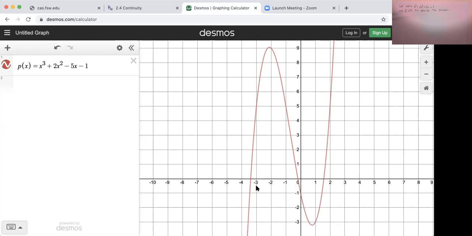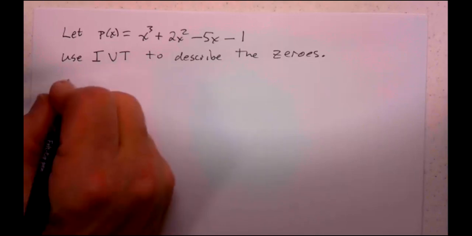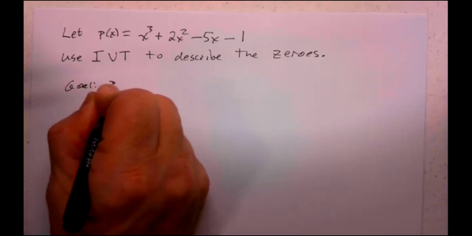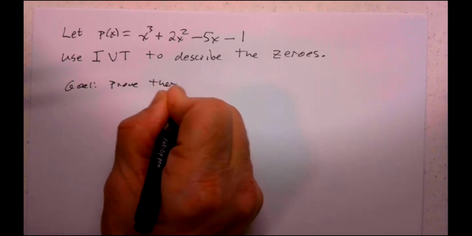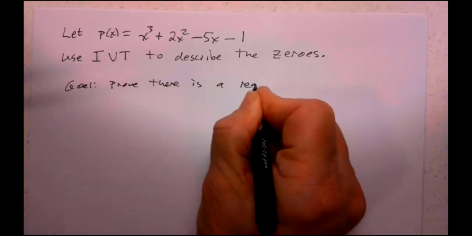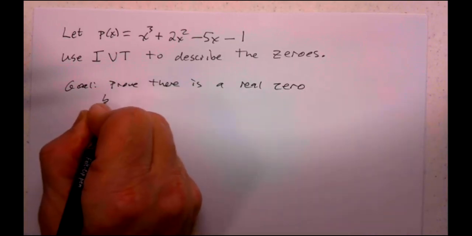So I have this situation, and I have 1, 2, 3 real zeros. It's a third order polynomial. I could have 3 real zeros. What's happening at -4? What's happening at -3? We see a 0 between there, crisscrosses in between. Well, how do we know that? Can I prove that there is a 0 between -4 and -3? So that's my goal: prove there is a real 0 between -4 and -3.